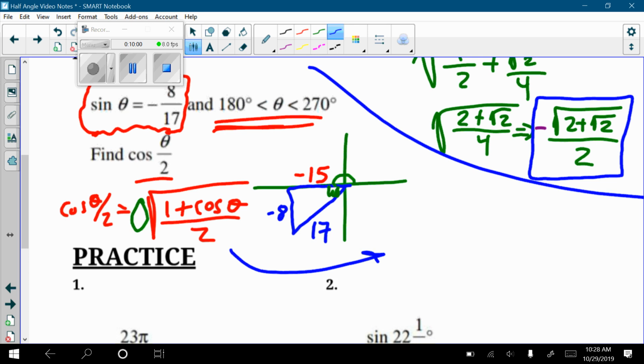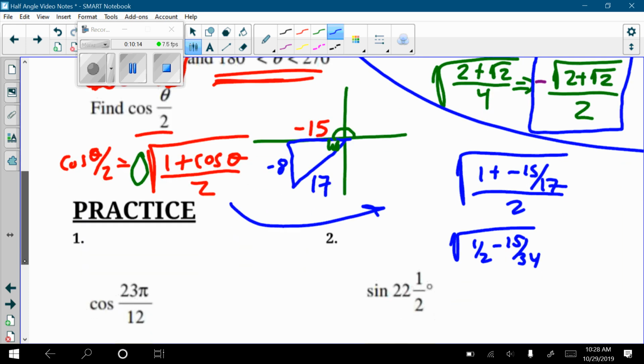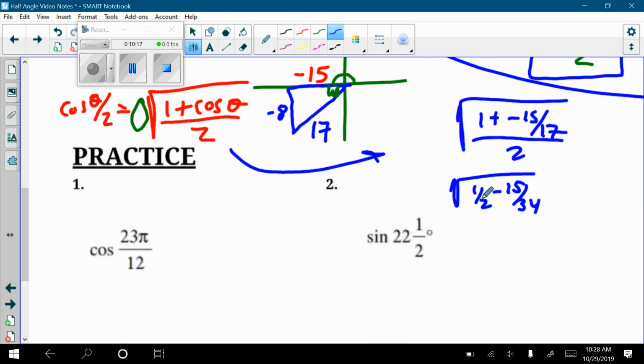Let's draw a little line over here. So my cosine is going to be giant square root 1 plus adjacent over hypotenuse over 2. I'm going to clean this up a little bit. 1/2 minus 15 over 34. And I'm just doing arithmetic here to clean it up. Get a common denominator of 34. I'm going to get 2 over 34.